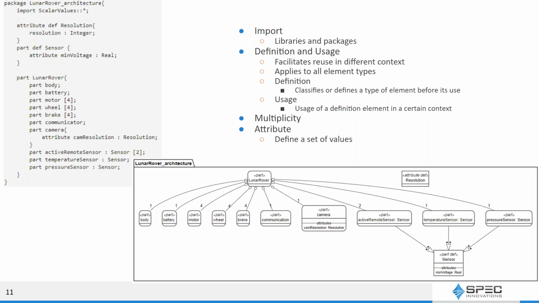Next we're going to add a few more aspects. The first one is import. Import works the same as it did in V1, where you can import libraries and you can import packages for use and reuse. When you import a package, you can access the definitions and the usages that are contained within it. That's where they get the reuse. You can see in the upper left-hand corner, it says import ScalarValues::*, and that imports the entire library of scalar values.